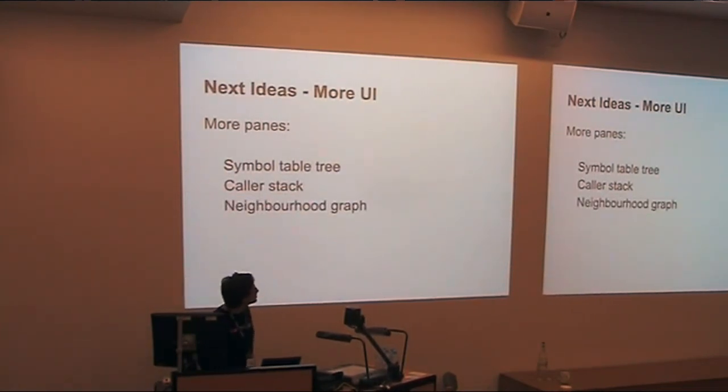And I want to do what I call the neighborhood graph, where you take an SV and say, okay, show me it, and then show me the things that it immediately references and that reference it, on either side, and then add a few more layers and build those up.